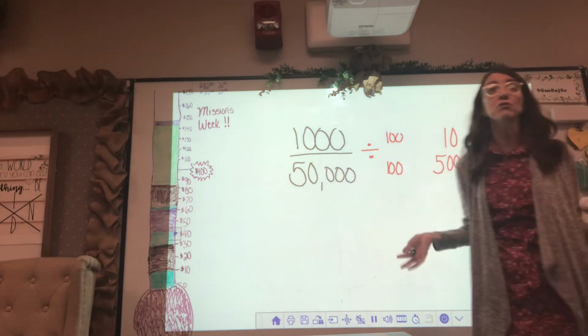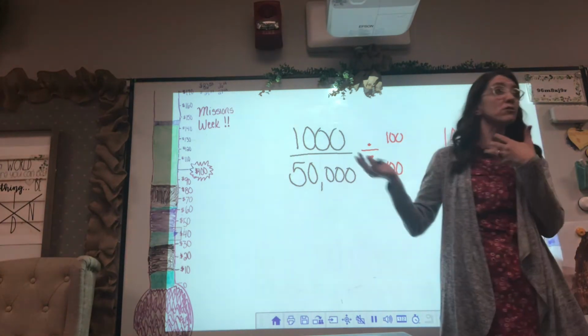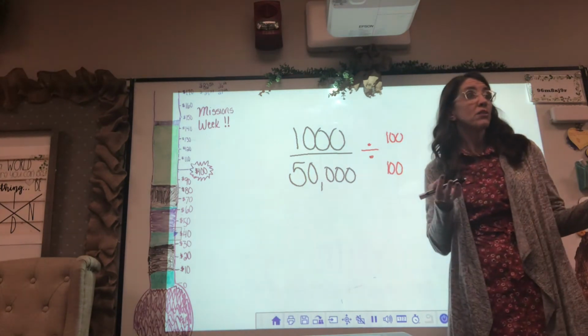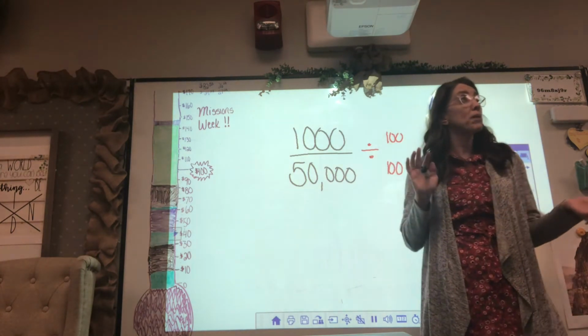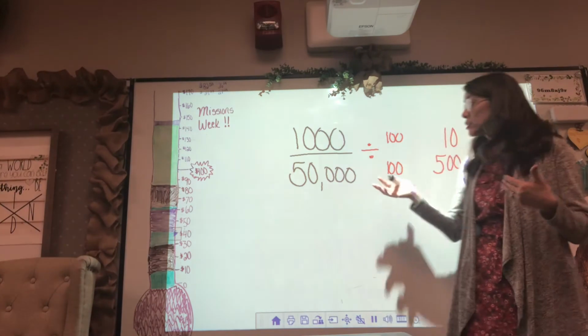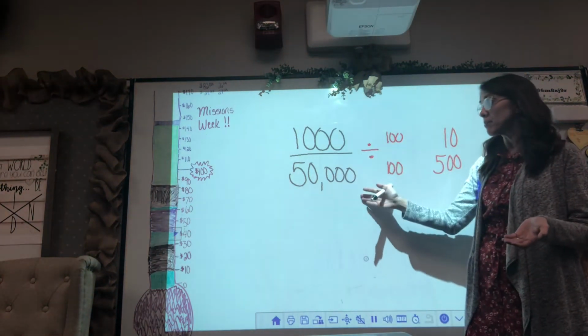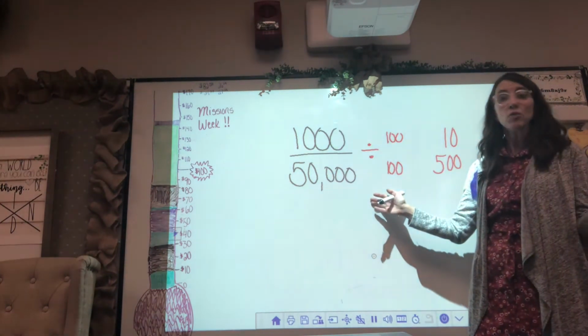But it's up to you. You can say, I'm going to divide by 1,000. You can say, I'm going to divide by 2. You can say whatever you want. I'm going to multiply by 7. As long as you multiply the top by 7 and the bottom by 7, you'll get an equivalent fraction.